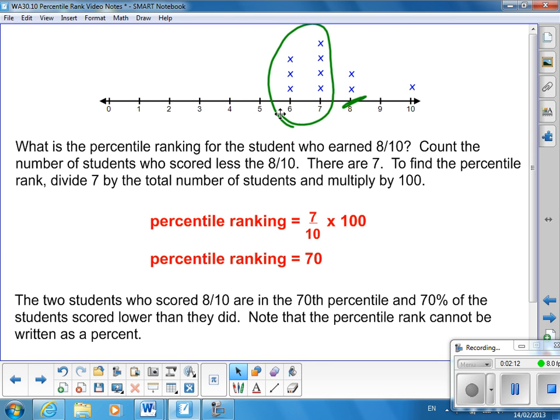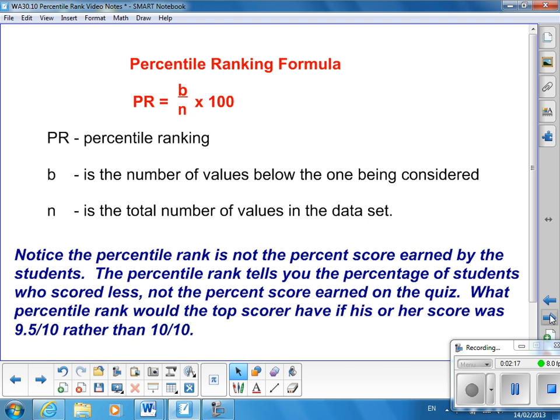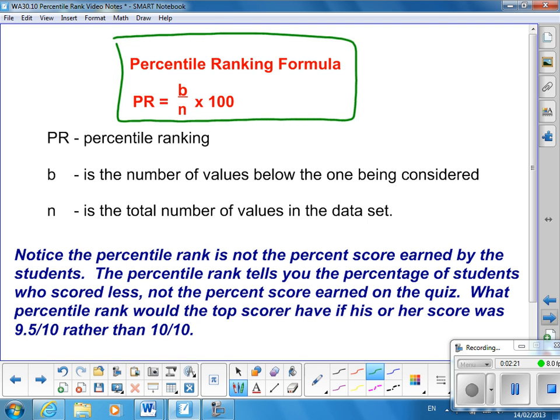Note the percentile rank is not written with a percent sign. So the percentile rank formula, which you are going to use in this section, looks like this. B stands for the number of values below the one that you're considering. N stands for the total number of values in the data set. Notice the percentile rank is not the percent score earned by students. The percentile rank tells you the percentage of students who scored less. That's the important part: how many people were less, not the percentage score earned on the quiz.